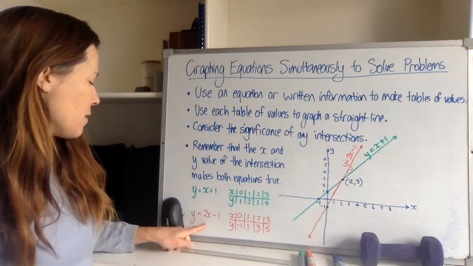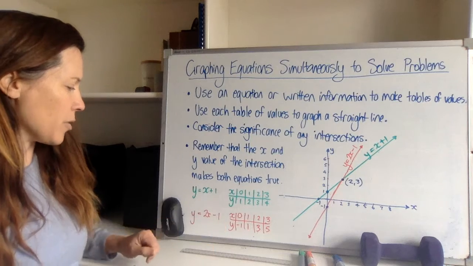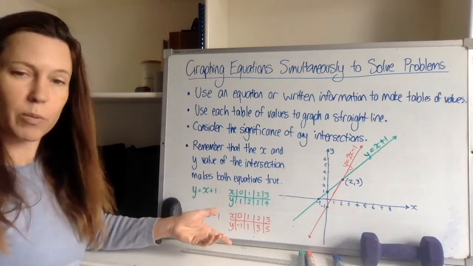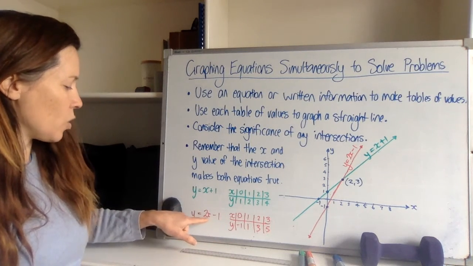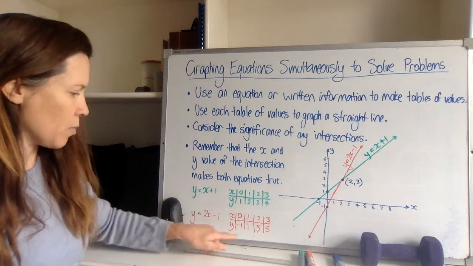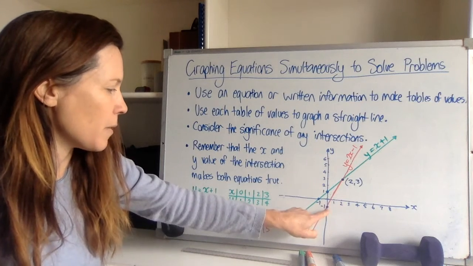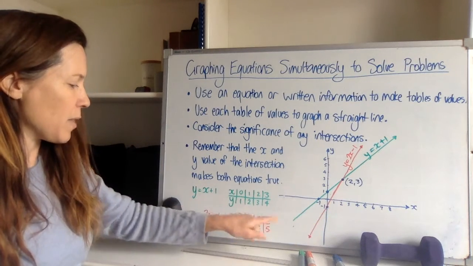Similarly with this red line, y equals 2x minus 1, I've used this rule to generate a little table of values. If x is 0, what would y be? Well, plug it in. 2 times 0 is 0. 0 minus 1 is minus 1. So when x is 0, y is minus 1. That gives me this point here. And similarly, I've made the rest of these points.